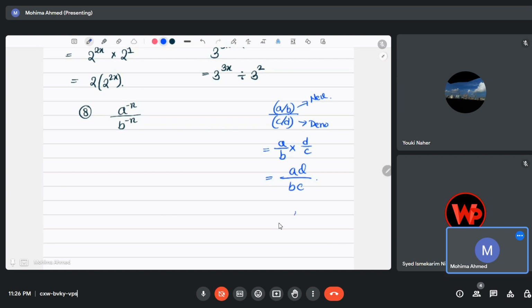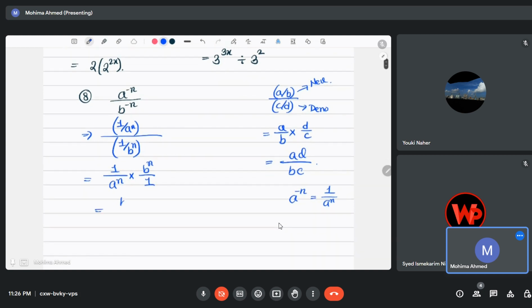As we have already seen that a power minus n represents 1 over a power n. So we can write this down as a power minus n as 1 over a power n at the numerator. And again, b also has a power of negative n. So it will be 1 over b power n, which can be further written down as 1 over a power n multiplied with b power n divided by 1. Finally, you end up with b power n over a power n. Is there any problem for this eighth formula?